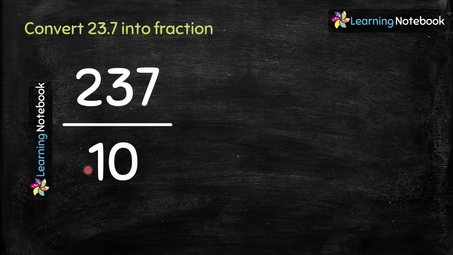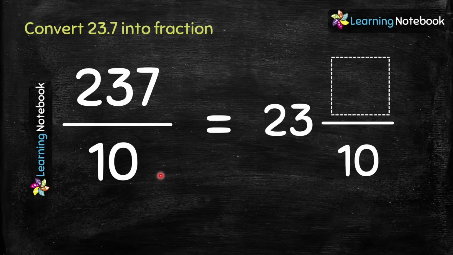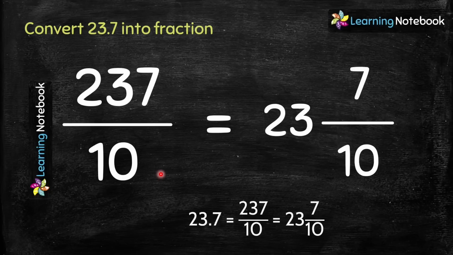So if we divide 237 by 10, we will get the quotient as 23 and remainder as 7. So we will write it in the form of Q R by D and we will get the mixed fraction as 23 7 by 10, which is our answer. So students, now I am sure you have understood how to convert decimals into fraction.